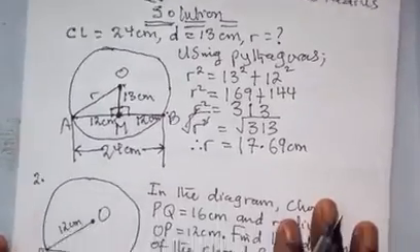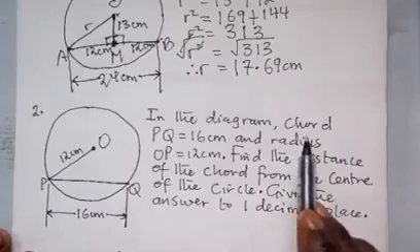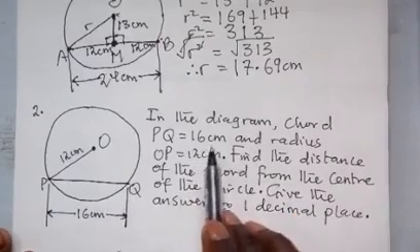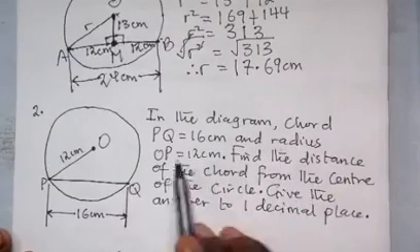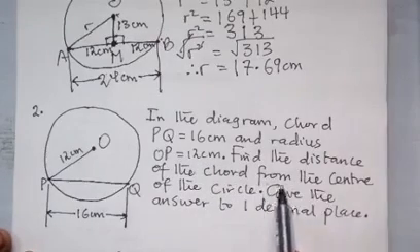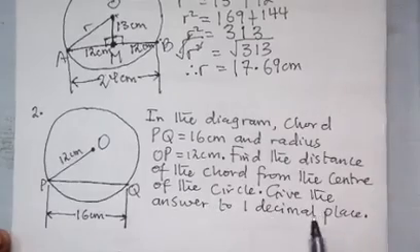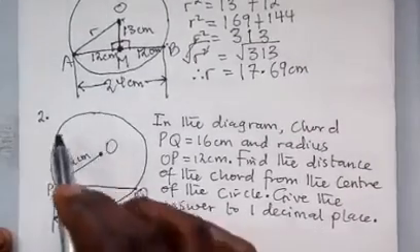Now let's quickly go to example 2. In our example 2, we are told in the diagram chord PQ is 16 centimeter and radius OP is 12 centimeter. Now find the distance of the chord from the center of the circle. Give the answer to 1 dp, that is 1 decimal place.